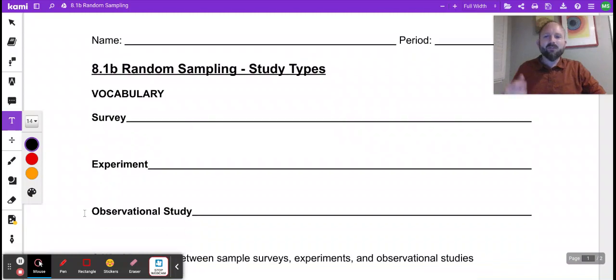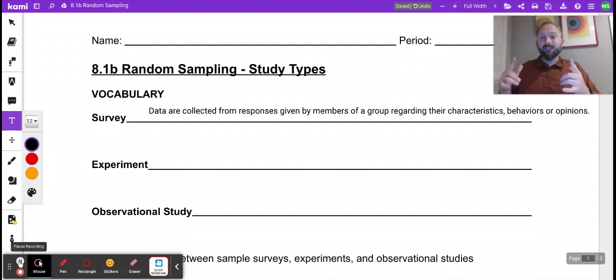All right, guys, so let's go over some vocabulary. I'm going to type it up and then you can write it. So, a survey is data that is collected from responses given by members of a group regarding their characteristics, behaviors, or opinions. So, if you're walking into a grocery store and somebody asks, do you have time for a quick survey? And they ask, who do you want to vote for president? That's a survey. All right, let's go on.